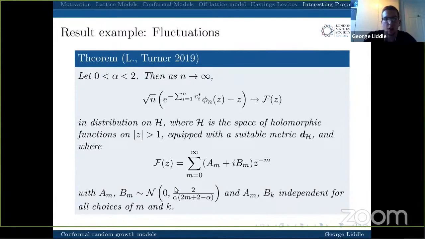We're rescaling the cluster by its total capacity. Note that we've got these C_i stars here, so it's the regularized capacity. And we look at the difference between that and the disk. And we show the fluctuations are of order root n, and we can explicitly characterize what we converge to, and we get this Gaussian field with mean 0 and variance dependent on alpha. Okay, so this is the kind of result that you often target. Once you know what you converge to, the next natural step is to see how far away you are from that object.